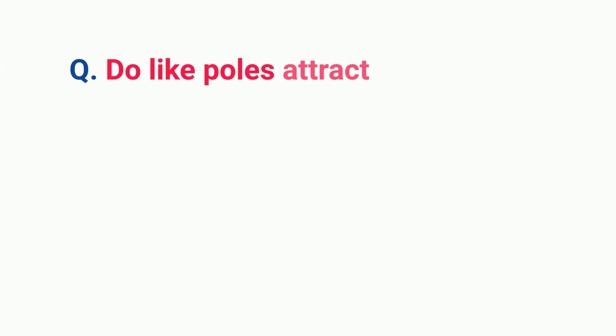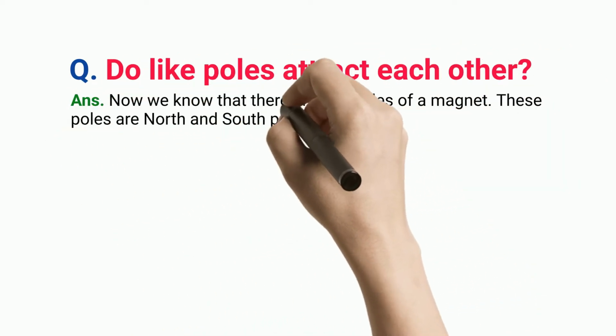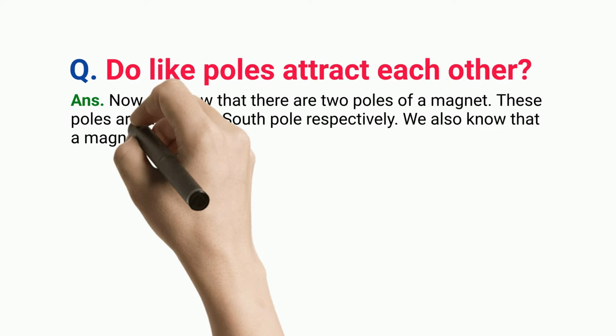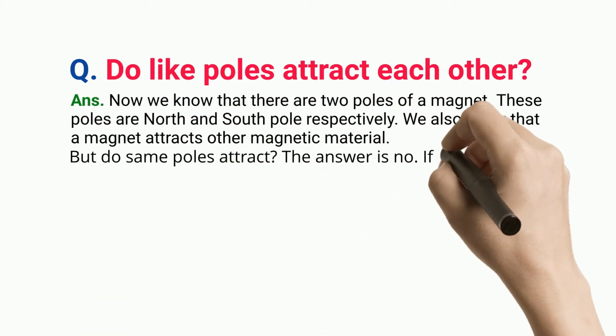Do like poles attract each other? Now we know that there are two poles of a magnet. These poles are the north and south pole respectively. We also know that a magnet attracts other magnetic material. But do same poles attract?